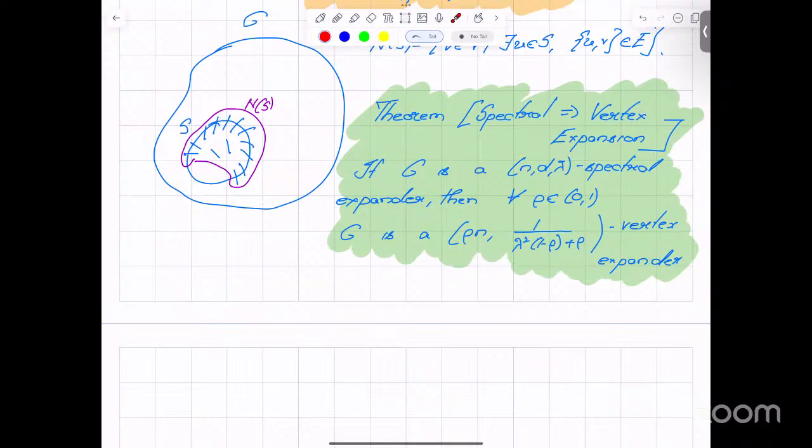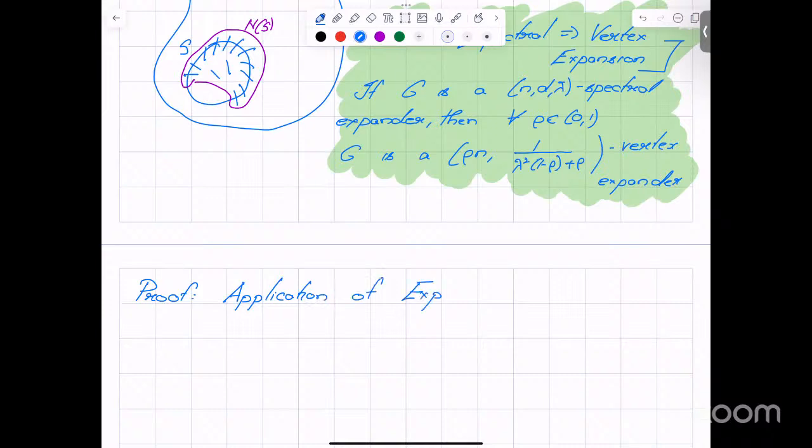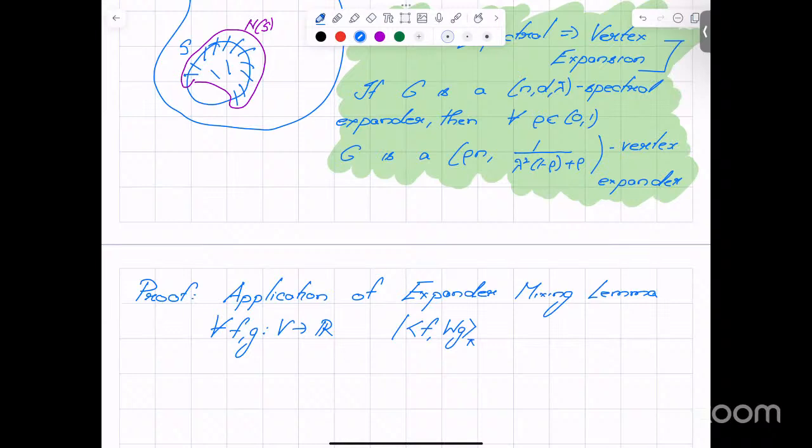Okay. Let's try to prove this. We have all the machinery for us to prove this. The proof is just going to be an application of the expander mixing lemma, which, if you recall, just says for all f, g which are functions on the vertices, if you look at the probability of an edge between f of u versus g of v, minus mu f times mu g, its absolute value is less than lambda times sigma f times sigma g. That was EML.